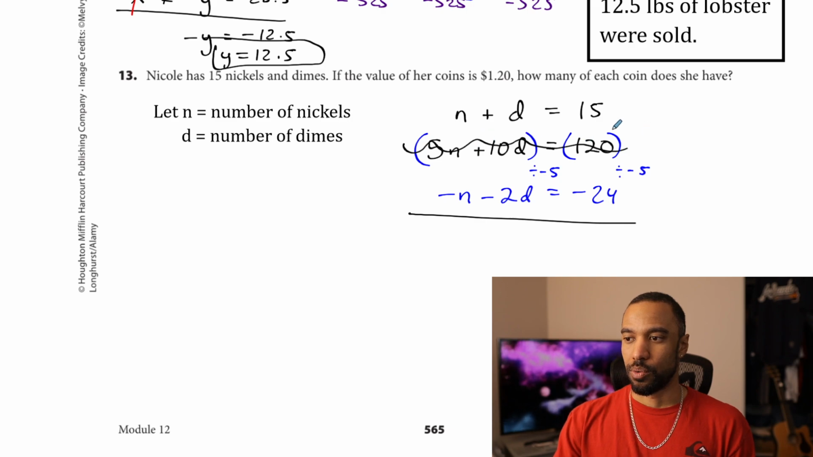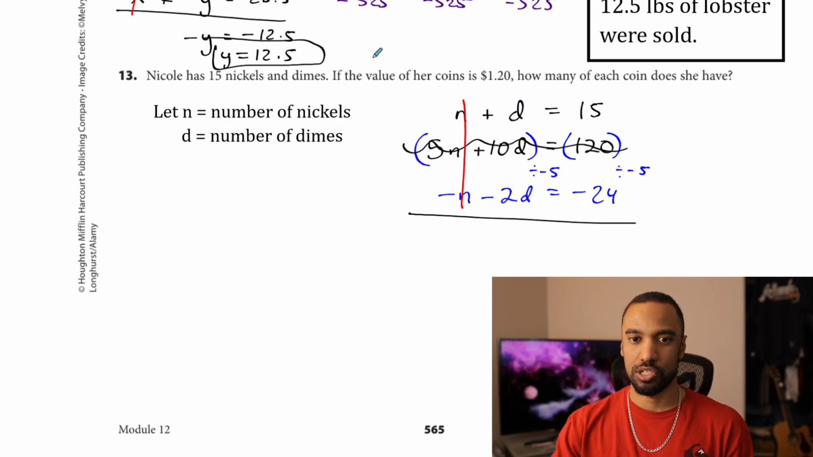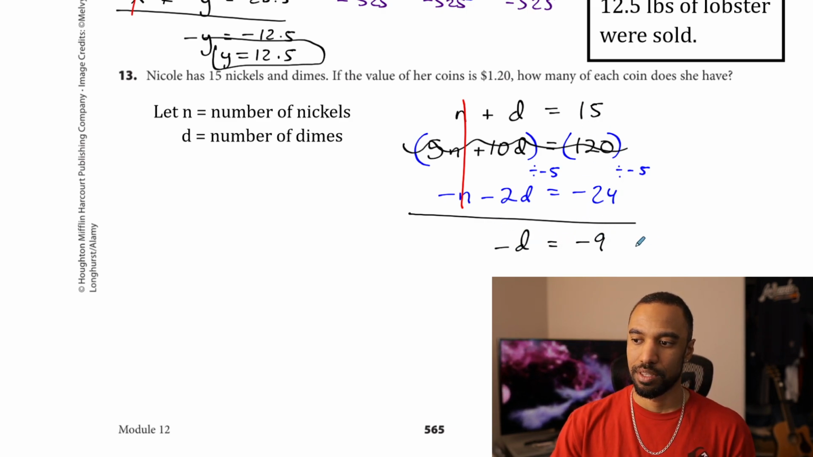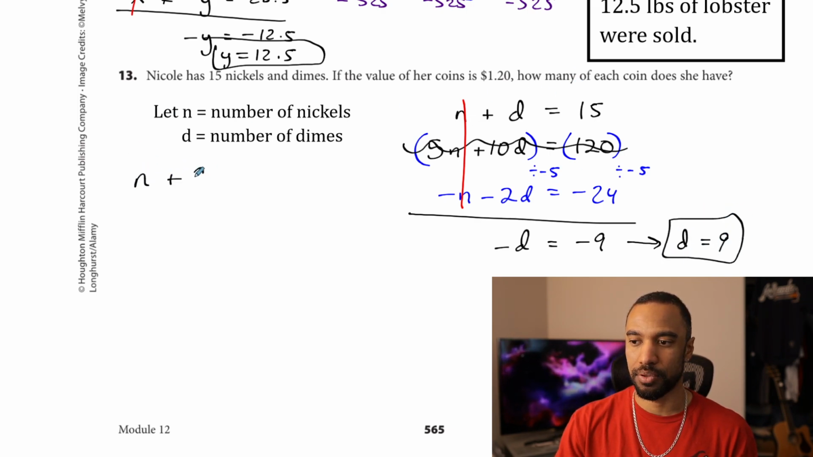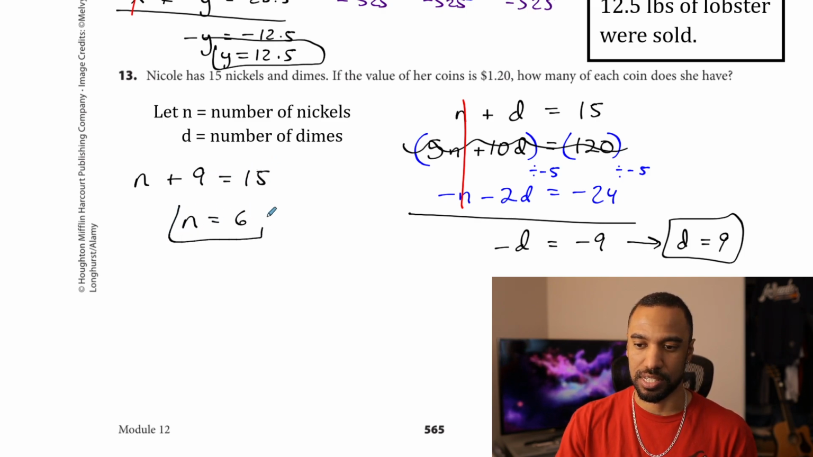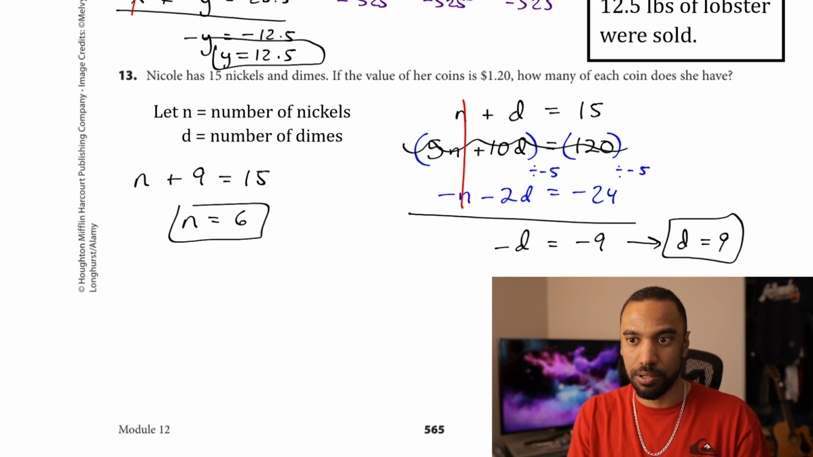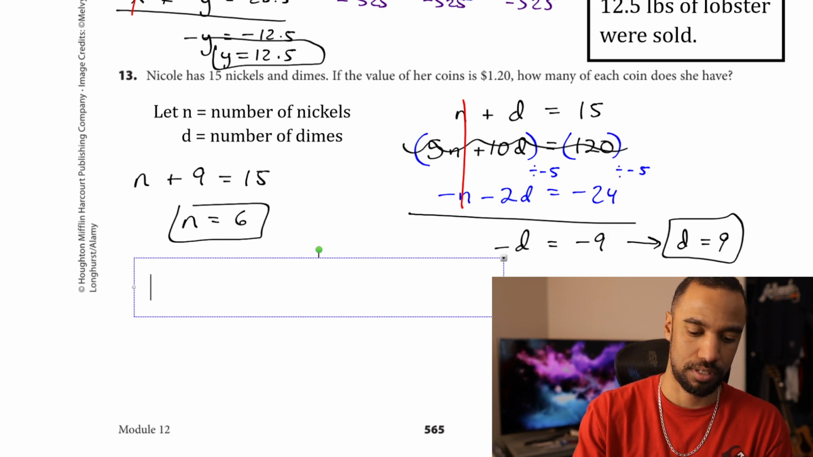And I'm ignoring this equation outright when I'm doing this. So when n minus n is zero, d minus 2d is negative d, and this is negative 9. Therefore, d equals 9. She has 9 dimes. How many nickels does she have? Well, n plus 9 equals 15, and n equals 6. So Nicole has 6 nickels and 9 dimes.